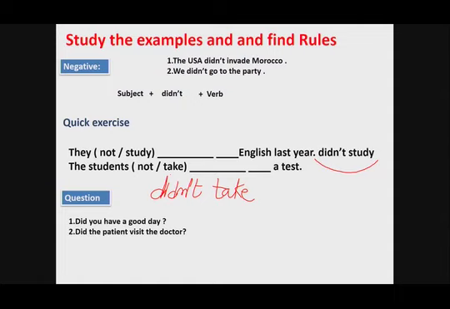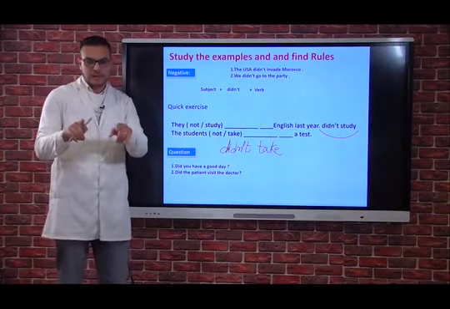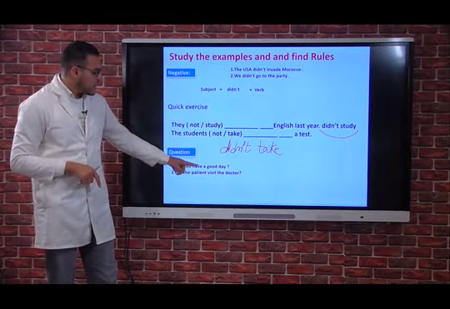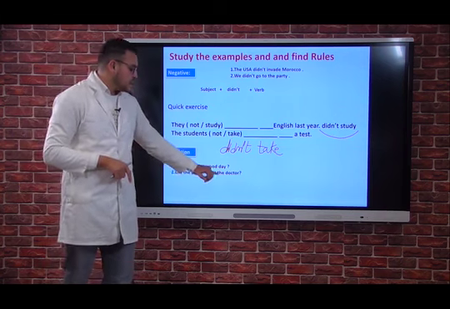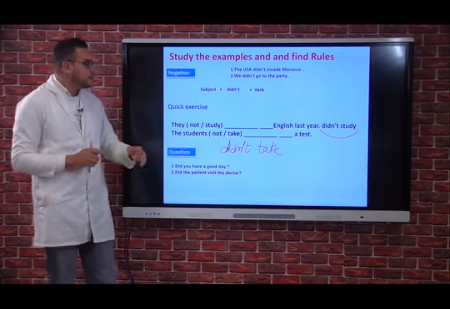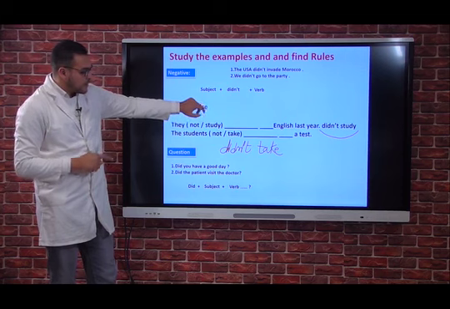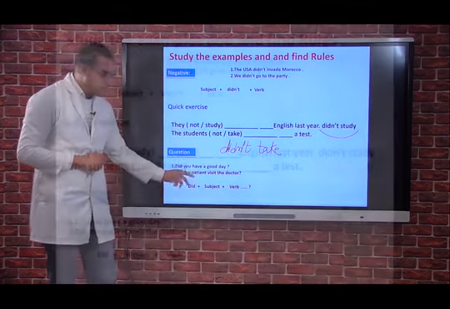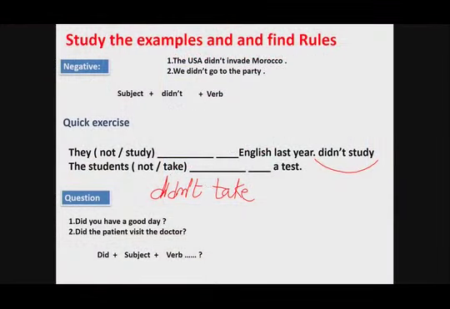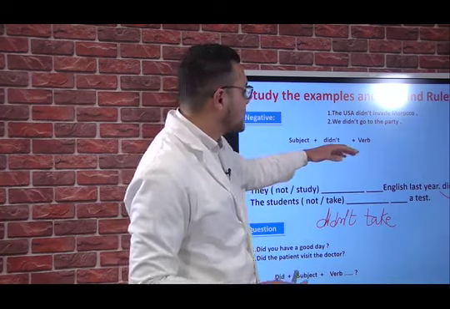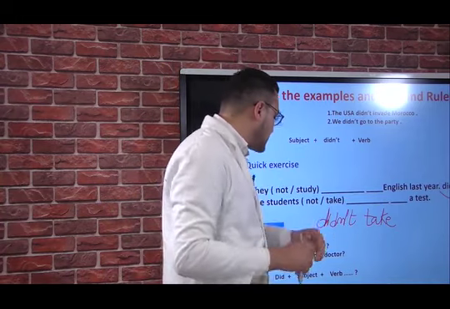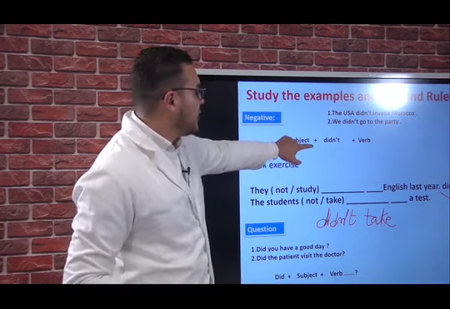Did you have a good day? So let's ask your brother, ask your sister if she's or he's next to you. Did you have a good day? Did the patient visit the doctor? Okay, and let's use the simple past form. Did plus subject pronoun plus verb. And by subject pronoun I mean I, you, he, she, it, Ahmed, Aisha, etc. So did plus all subject pronouns plus a verb in the infinitive form.